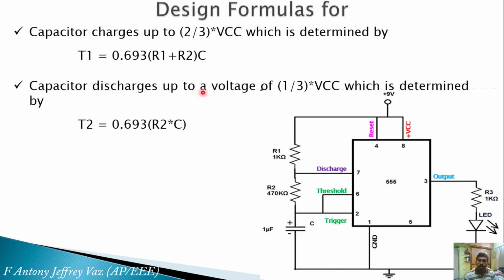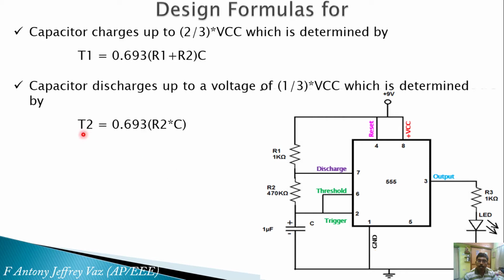And the capacitor discharges up to a voltage of 1 by 3 VCC. If it is 9 volt, then 1 by 3 of VCC will be 3 volt, then the discharge voltage will be 3 volt. Okay, then the capacitor will charge up to 6 volt and discharge up to 3 volt.